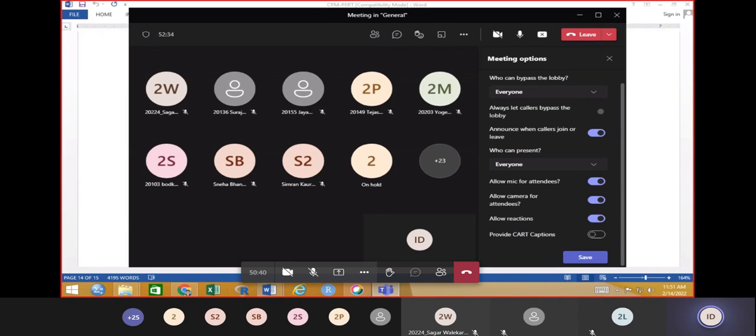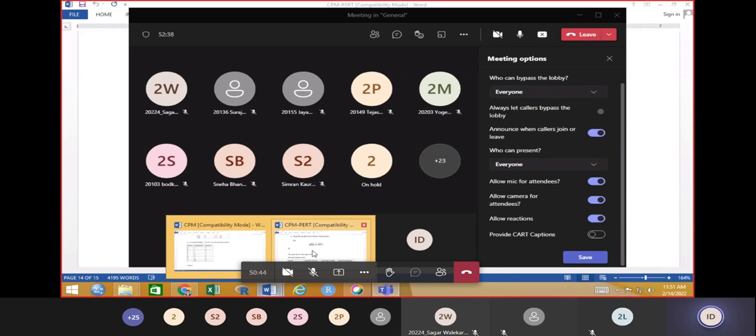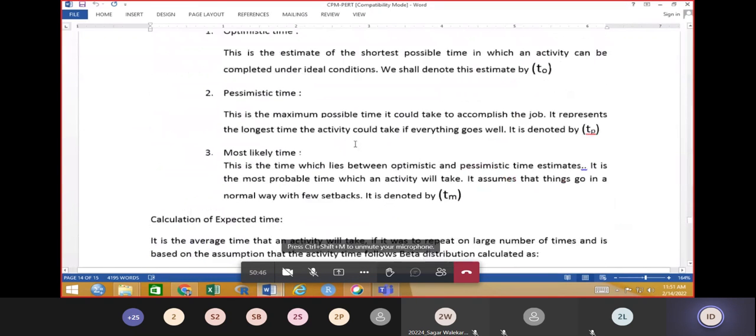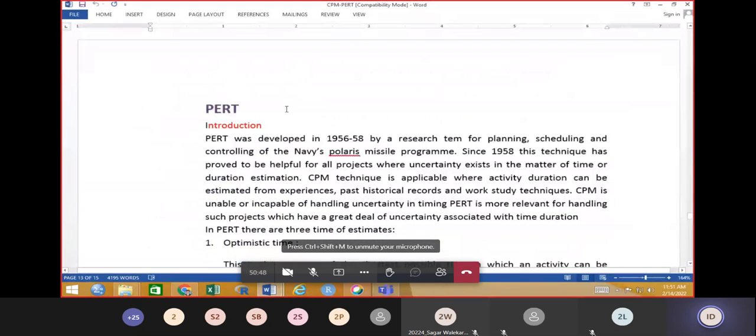Okay, as compared to CPM, PERT is a very easy method, right? We should always look at the difference between PERT and CPM. Read the differences carefully, right? Because many questions may arise from the differences.